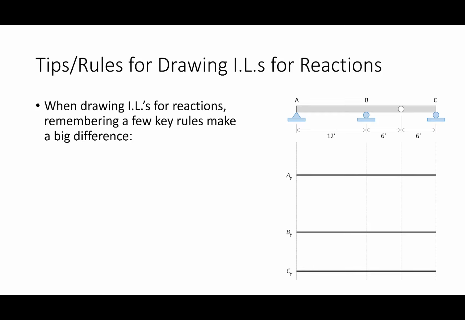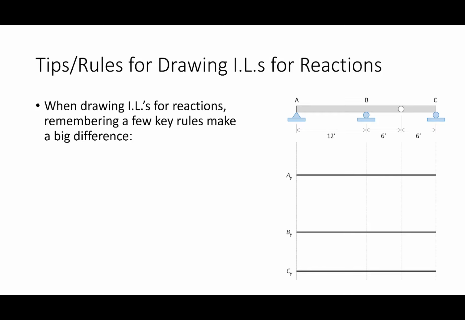Okay? So we're going to use the Muller-Breslau principle along with some just common sense ideas about influence lines to come up with some rules that we can use to make life a little bit easier. So let's start off with just influence lines for reactions. And by the way, these rules that I'm showing you right now are rules for reactions. On Wednesday, I'm going to show you a different set of rules for shear and moment. Okay? So these rules are for reactions.